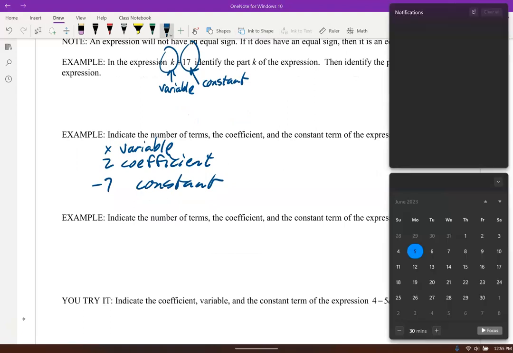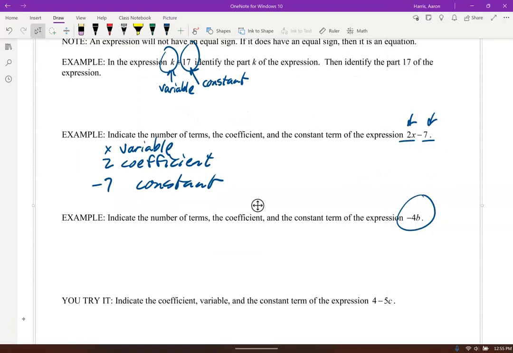This one only has one term, negative 4b. Negative 4b is just one term. The negative 4 is the coefficient. The b is the variable.